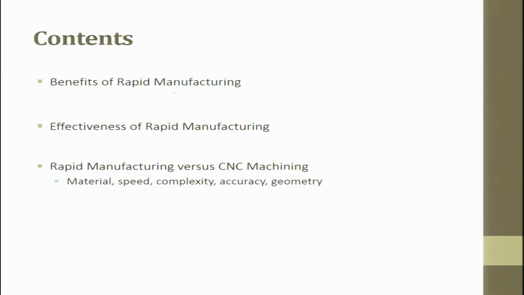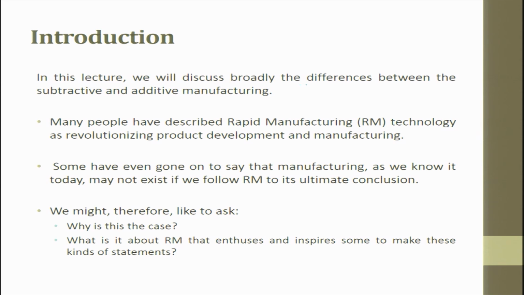So, in this lecture we will have contents on benefits of rapid manufacturing, effectiveness of rapid manufacturing, and finally we will try to talk about rapid manufacturing versus CNC machining, wherein which we talk about material, speed, complexity, accuracy and geometry. We will broadly discuss the difference between subtractive and additive manufacturing.